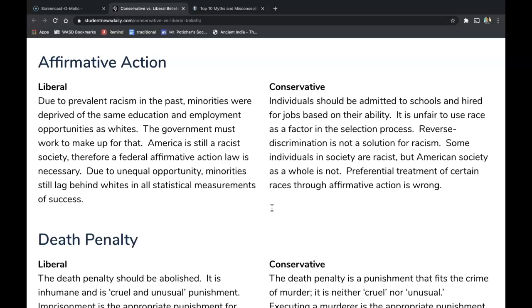Republicans, on the other hand, believe that individuals should be admitted to schools and hired for jobs based on their ability. It is unfair to use race as a factor in the selection process. Reverse discrimination is not a solution for racism. Some individuals in society are racist, but American society as a whole is not. Preferential treatment of certain races through affirmative action is wrong.